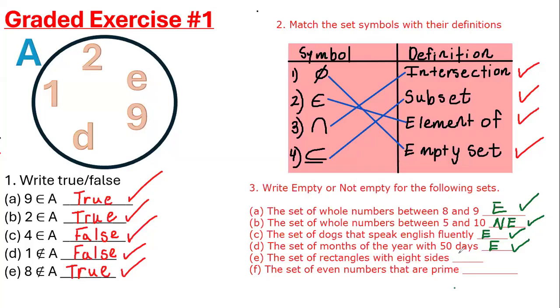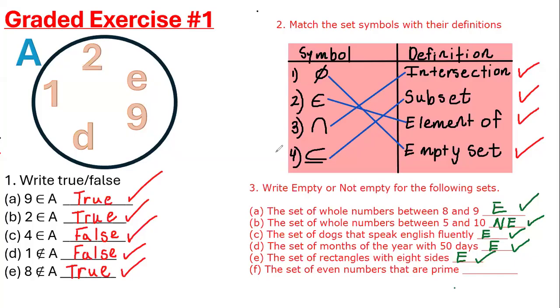Empty. Very good. There are no rectangles with 8 sides. And finally, the set of even numbers that are prime. Not empty. The set of even numbers that are prime.